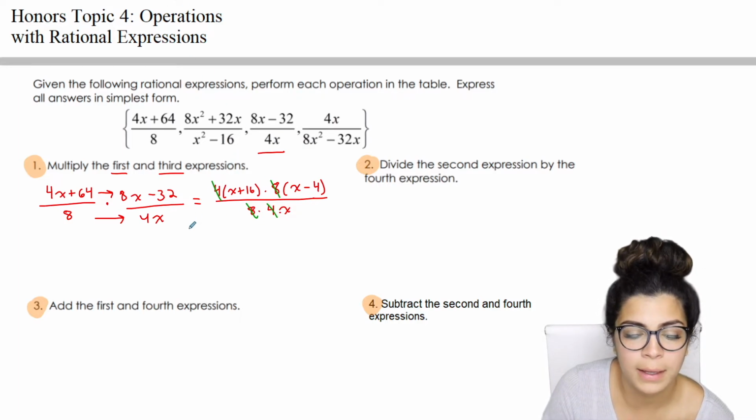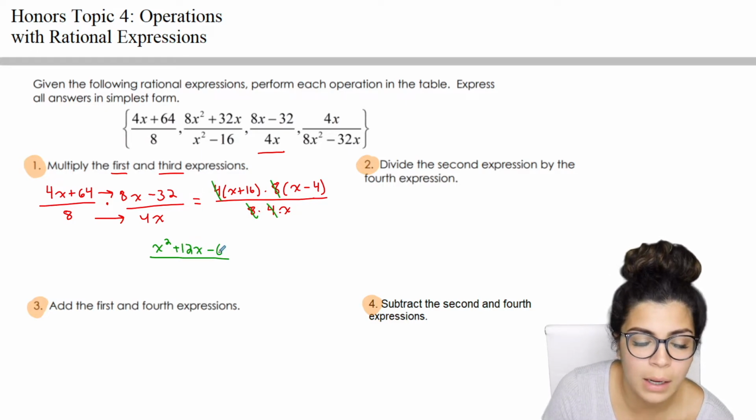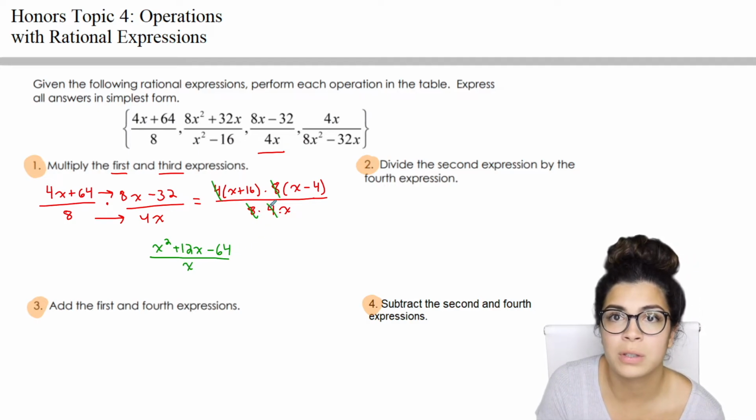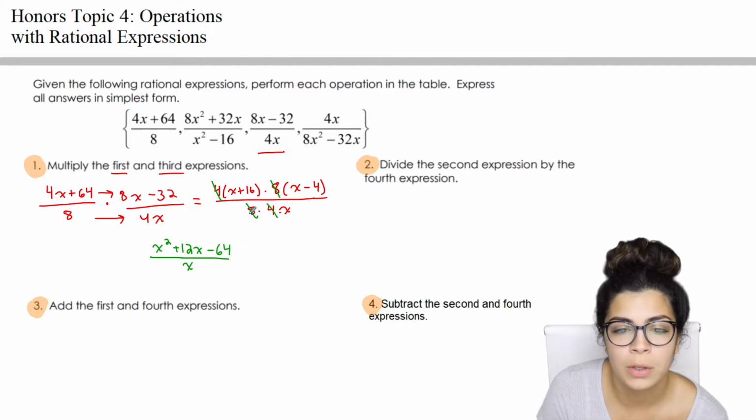Now if I multiply that in the numerator, I will get x squared plus 12x minus 64. And in the denominator, of course, is just x. Now what we canceled out were just numbers, not a variable. So really the only exclusion here is that x cannot be 0.